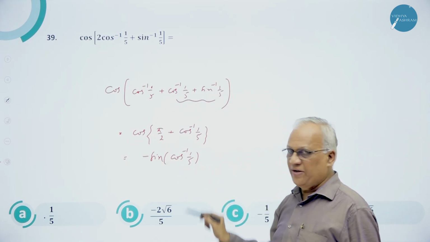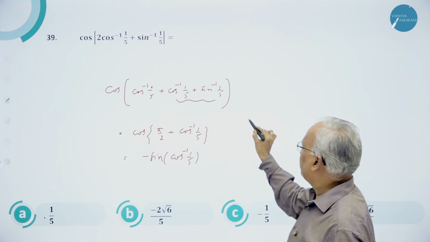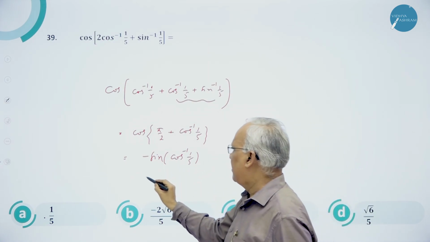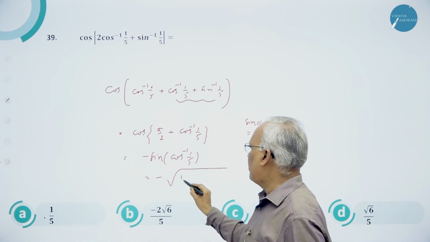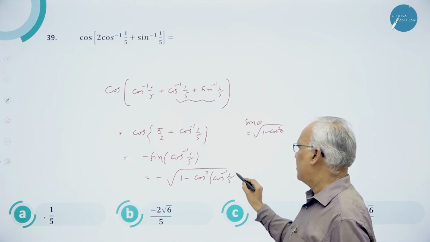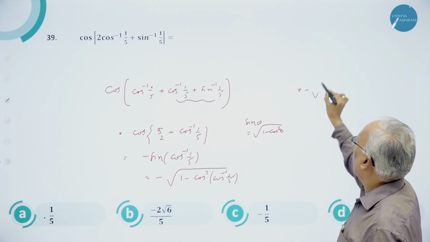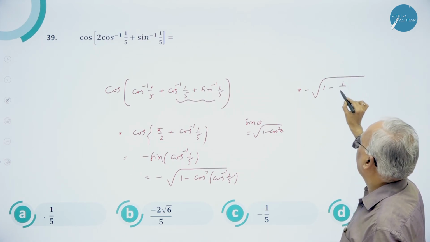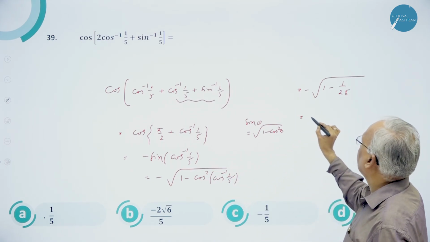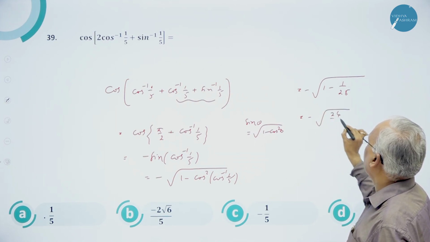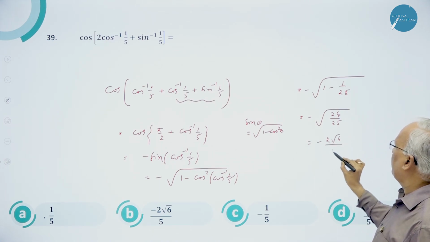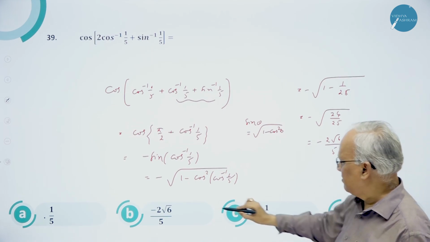Now, this is not in convenient form. So, you must convert this into cos theta, because you know that sin theta is equal to square root of 1 minus cos square theta. Using that idea, I get minus of square root of 1 minus cos squared of cos inverse 1 by 5. That is nothing but minus of square root of 1 minus 1 by 25, because cos of cos inverse 1 by 5 is 1 by 5 squared, which is equal to minus square root of 24 divided by 25, which is minus root 24, that is 2 root 6, divided by 5, so minus 2 root 6 by 5. It's a very good question.